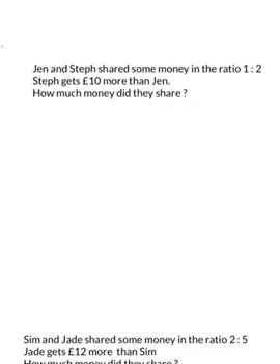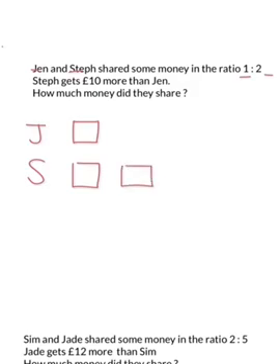Okay, so you're told that Jen and Steph shared some money in the ratio 1 to 2. So Jen comes first, Steph comes second, and that's 1 to 2 for the ratio. If we're going to show that in a bar model, we can have Jen first, then Steph, and we show a picture for every one that Jen gets, Steph gets 2. So we can see that.